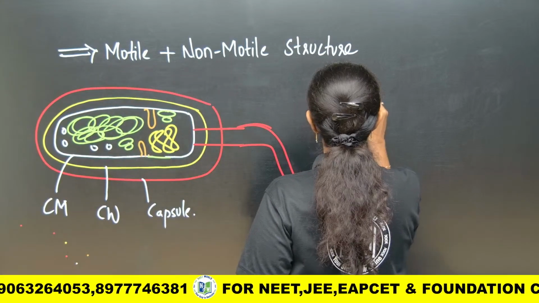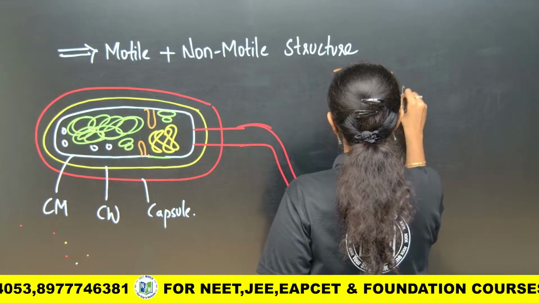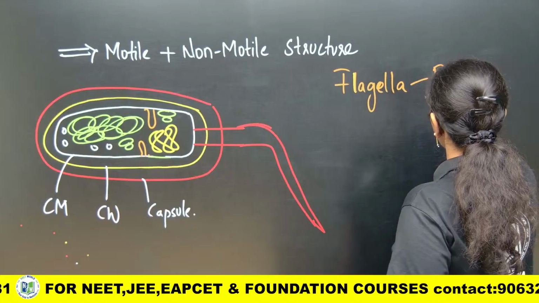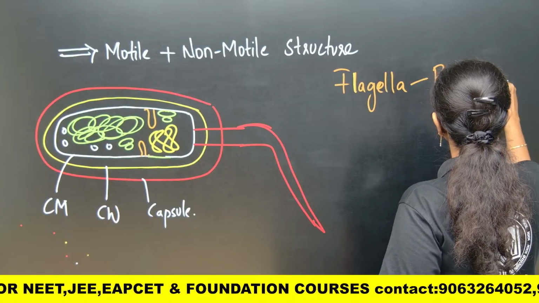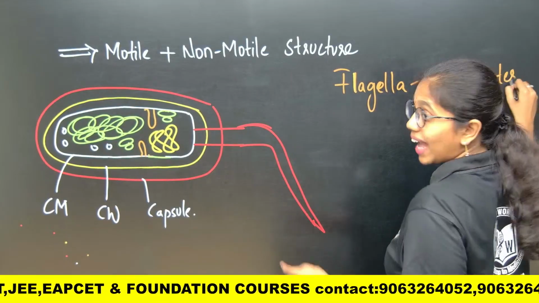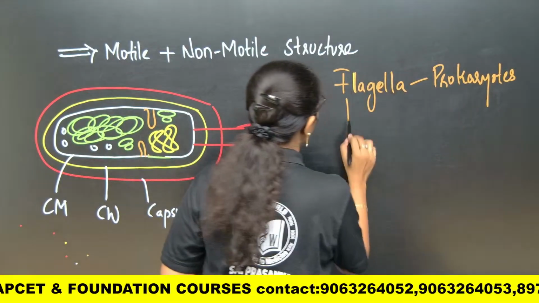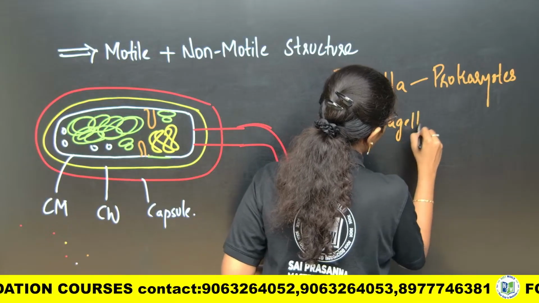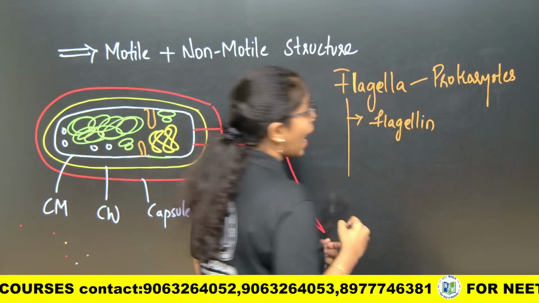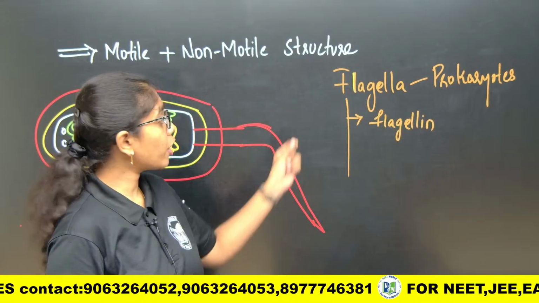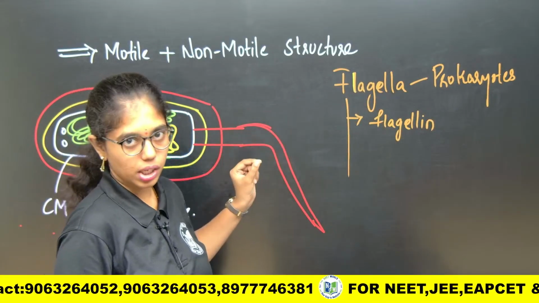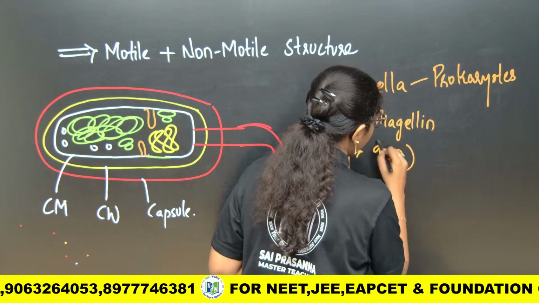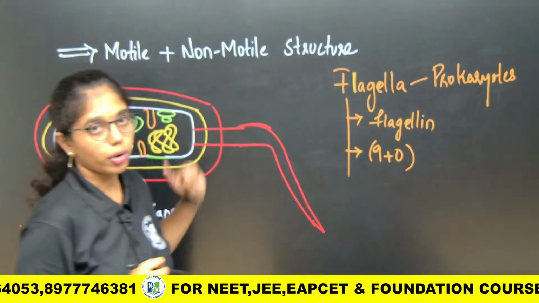Now coming to the motile structure, that is flagella. Flagella is the only motile structure in bacteria. Do remember, flagella is the only motile structure in prokaryotes. And what type of protein does flagella have in prokaryotes? Flagellin. And what is the microtubular arrangement in the flagella? 9 plus 0. The 9 plus 0 arrangement is seen in the prokaryotic cell.